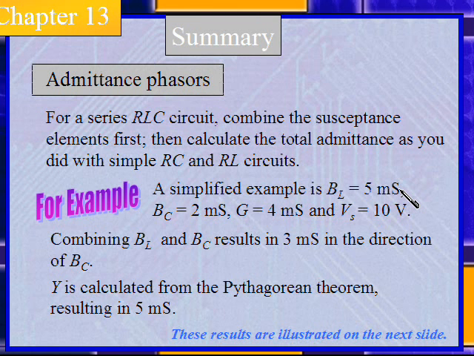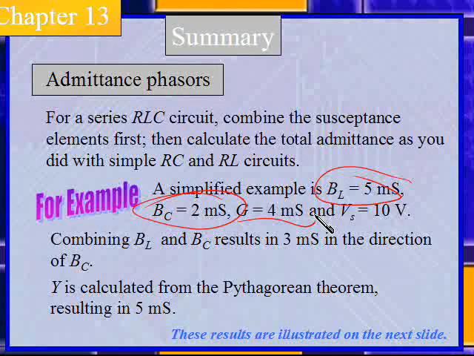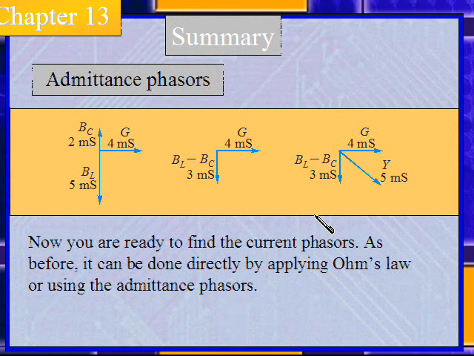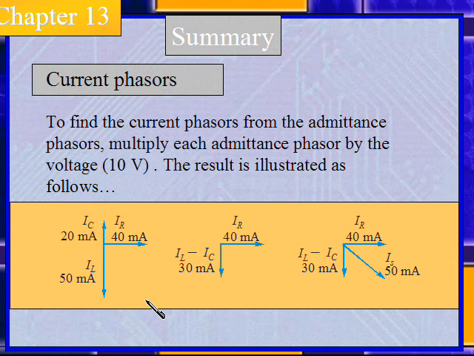For a parallel RLC circuit, combine the susceptance elements first and calculate the total admittance as you did with the simple RC and RL circuits. So then you combine the BC and the BL together to get one number, and you still keep the conductance of the resistor, and Y is calculated from the Pythagorean theorem. So here, now you're ready to find the current phasors as before. It can be done directly by using Ohm's law and the admittance phasors. To find the current phasors from the admittance phasors, multiply each admittance phasor by the voltage. The result is as illustrated.